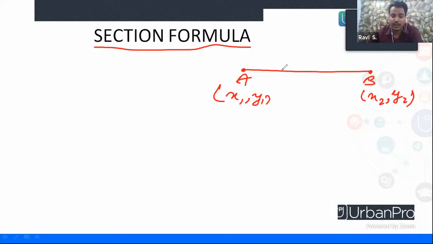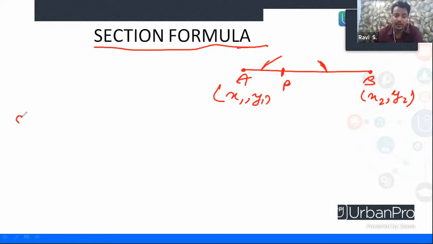Now suppose there is some point and you want to find out in what ratio it has cut the line segment, or what part is left here. For that we use the section formula. Suppose you want to find out in what ratio this point P has divided the line segment AB. For that we will have to use the section formula. So let's come to the point.